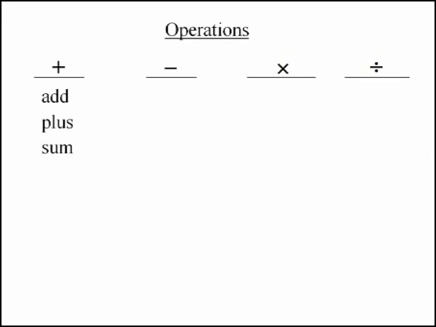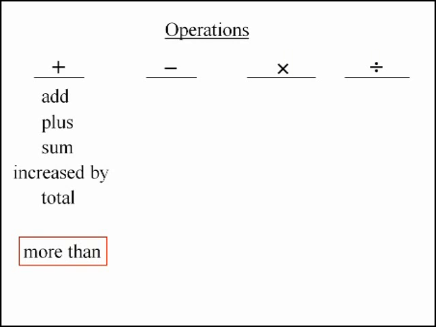Okay, now we're going to look at the four basic operations in mathematics: add, subtract, multiply, and divide. There's a lot of words in the English language that mean the same as to add. 3 plus 4 equals 7. You could say the sum of 3 and 4 is 7. You could say 3 increased by 4 is 7, or the total of 3 and 4 is 7.